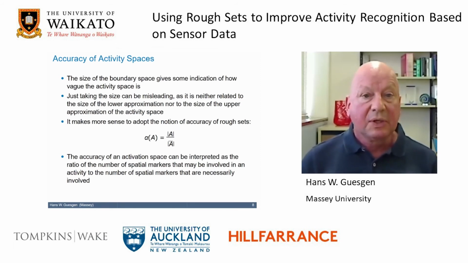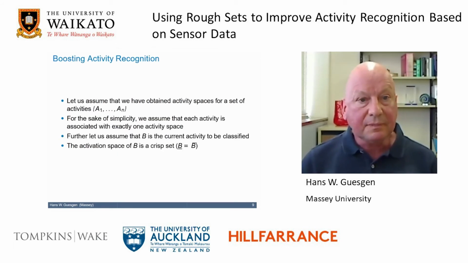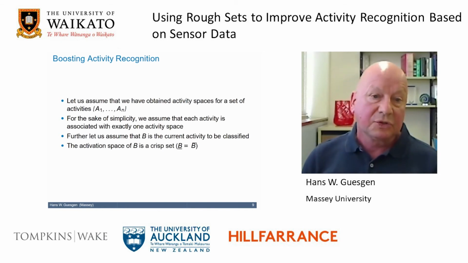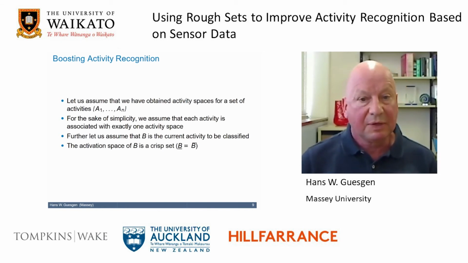Now the next question is, how do we actually use this concept? We want to use this concept to boost activity recognition. So let us assume after evaluating some data sets, we obtain a set of types of activities, A1 through AN. And for the sake of simplicity, we assume that each of these types of activities corresponds exactly to one activity space, one rough set. And let us now assume that we observe an instance of a new activity. Let's call this instance B. And of course, because it's just one instance, the lower approximation and upper approximation are identical.